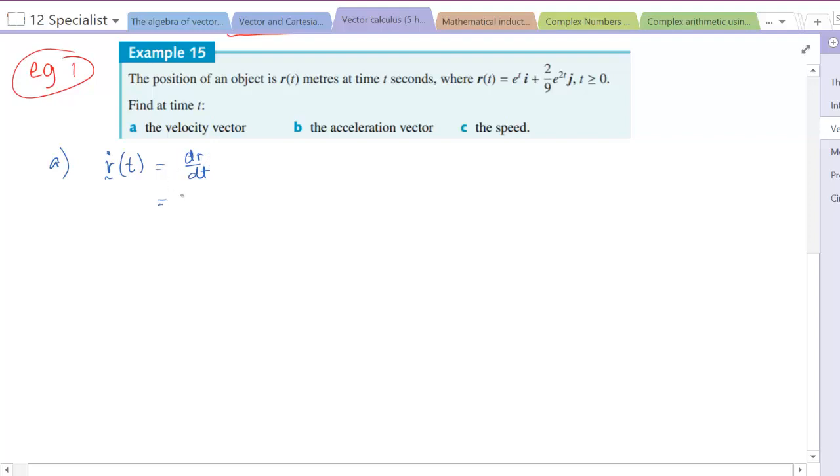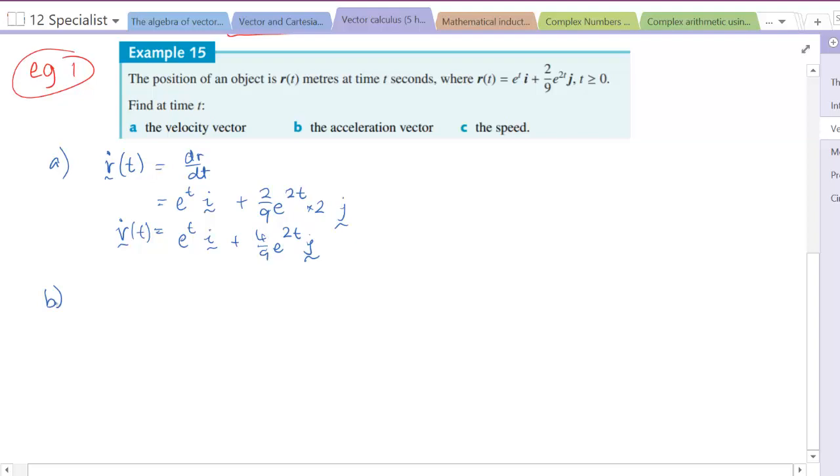So first of all, when we find the derivative in the i direction, we have e to the power of t. The derivative of e to the power of t is e to the power of t. We then have 2/9 e to the power of 2t, so that derivative is going to be itself, but multiplied by the derivative of this power here, 2t, so multiplied by 2 in the j direction. And we can tidy that up to say that our velocity vector is going to be e to the power of t i, and 4/9 e to the power of 2t j.